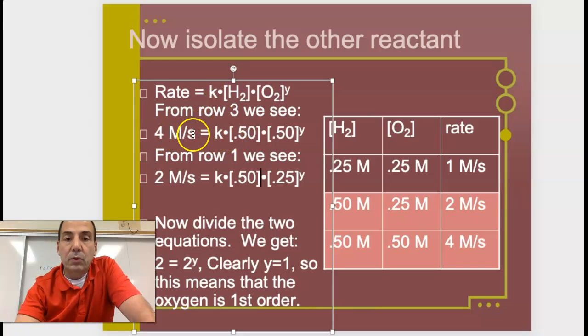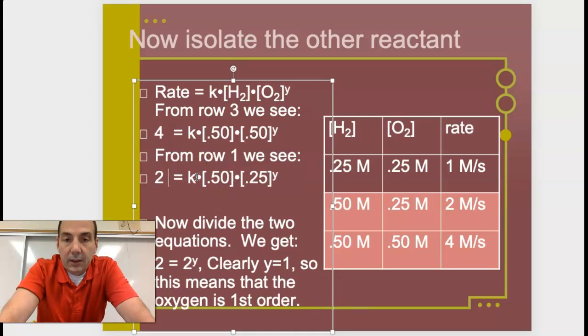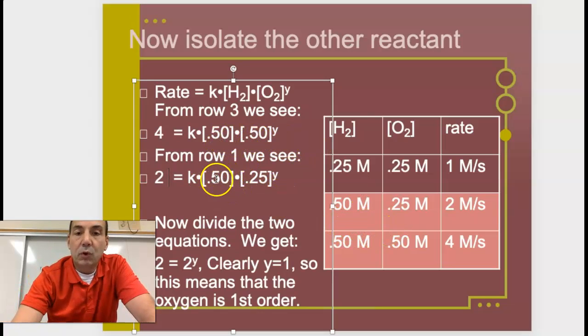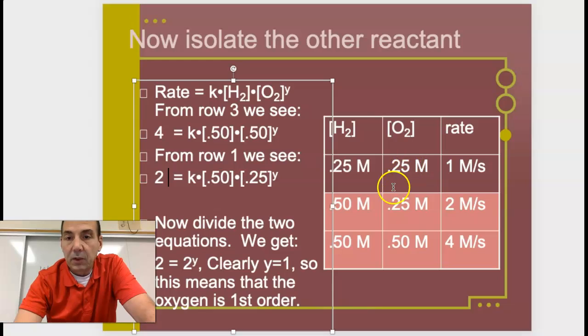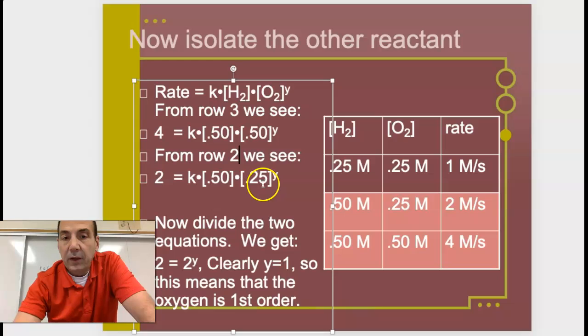I'm going to take my 4 molars per second. Again, I think I'll just pull out those units just to simplify this for the moment. Okay. And so the concentrations were both 0.5. And row 1 was the same thing that we had before. Row 2, we had the same thing as before, 0.5 and 0.25.